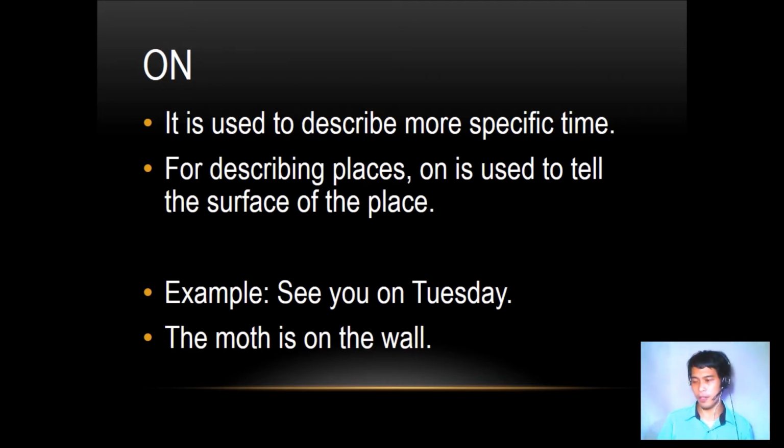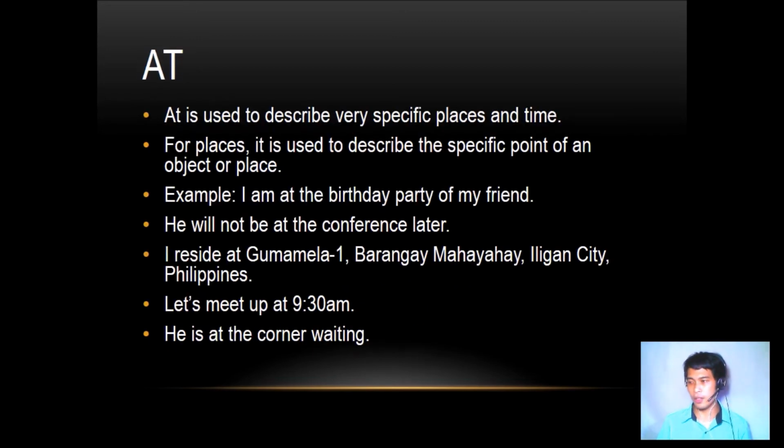If your time and place is much more specific than when you're going to use the preposition in, you use on. And the last one here, at. Of course, this one is very specific. You're going to use the preposition at if you're going to describe a very specific place or time. For places, it's used to describe a very specific point of an object or place.